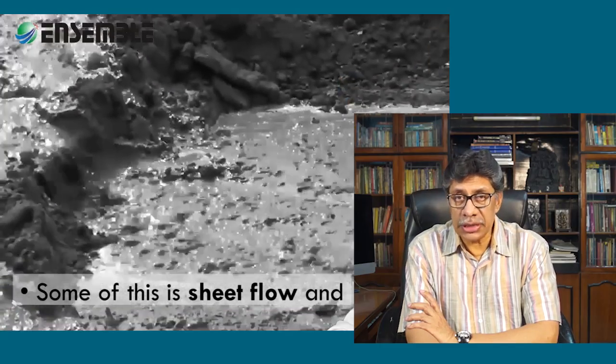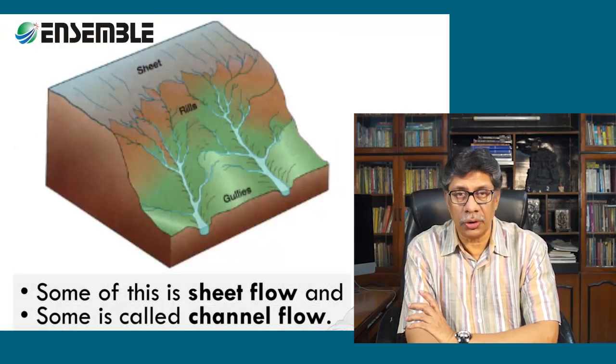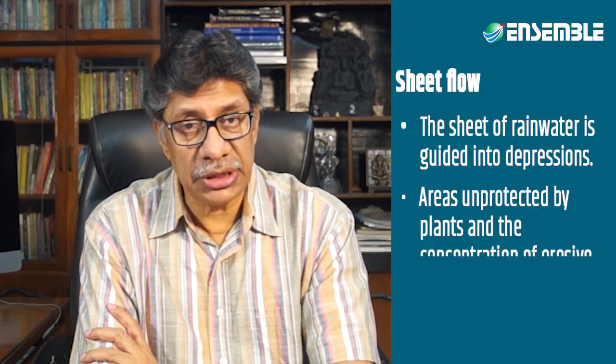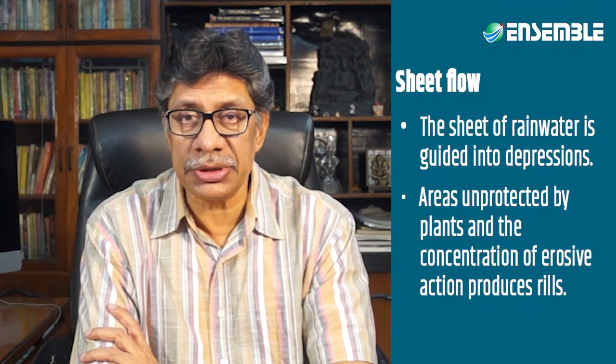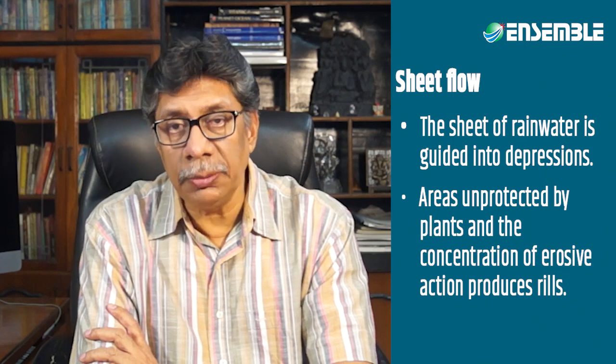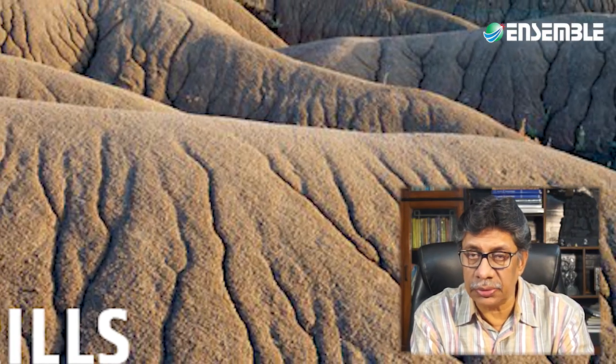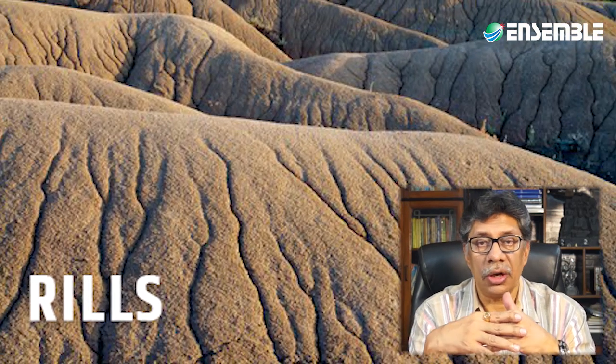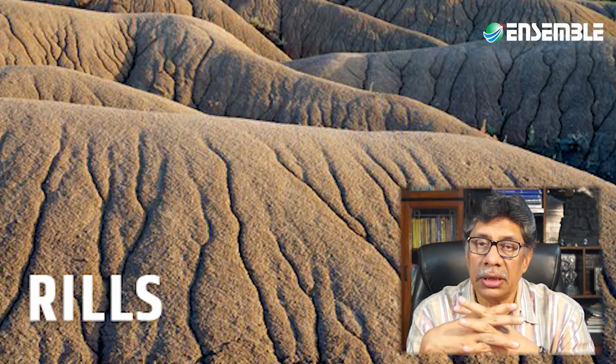When this rainfall takes place, it forms a thin film of water on the surface which flows uniformly in the form of a sheet, called sheet flow. Sheet flow is unlikely to proceed in a uniform manner. The sheet of rainwater is guided into depressions and areas unprotected by plants, and the concentration of erosive action produces rills, which are small grooves of irregular depths running down the slope.